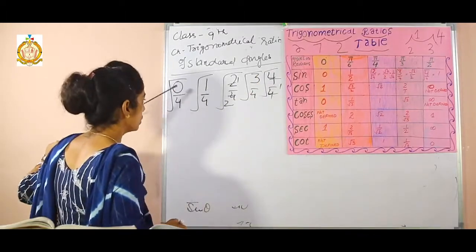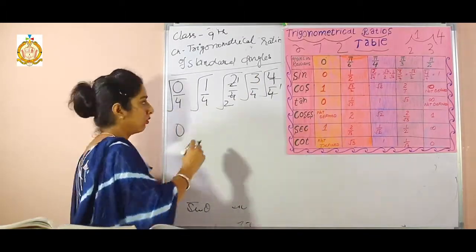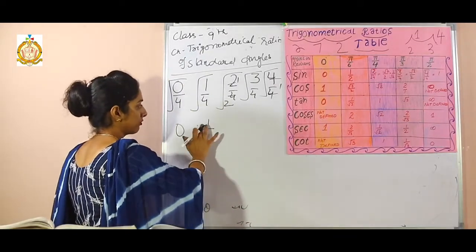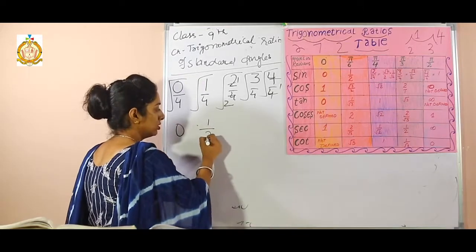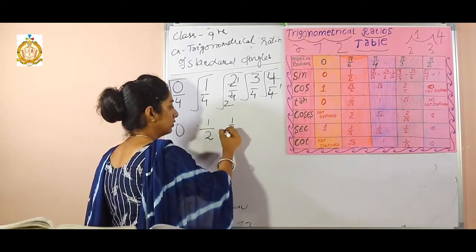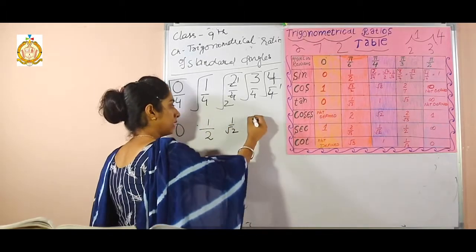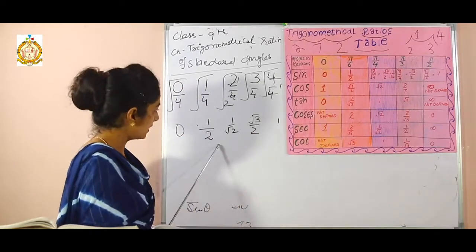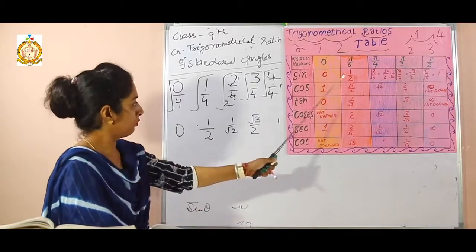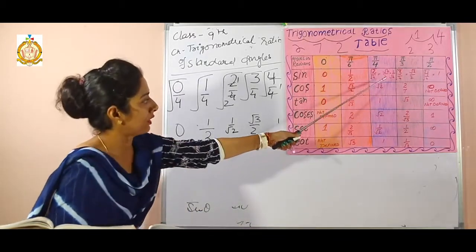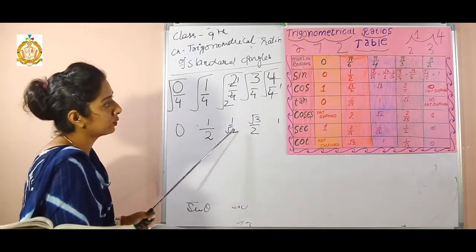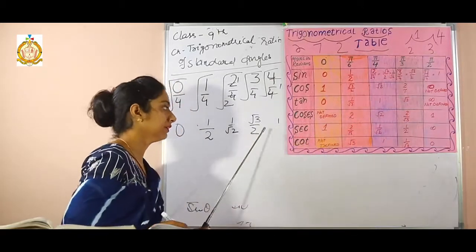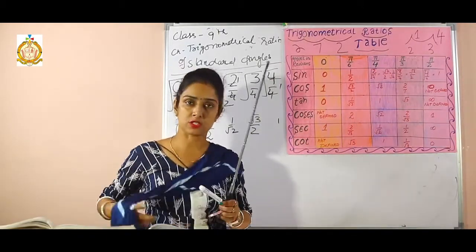Okay, now 0 over 4 is 0. 1 over 4, the square root of 1 is what? That is 1. Square root of 1 is 1 and square root of 4 is 2. Now here 1 over square root 2. Now here is root 3 over 2. Now here is 1. See, 0, 1 by 2, 1 over under root 2, under root 3 by 2, and 1. So we finish the first column.